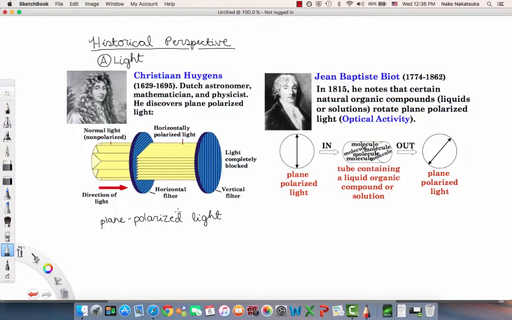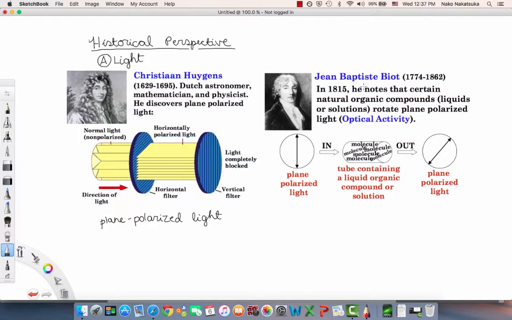So, as an example that I like to give, if you have Polaroid sunglasses, right? If you wear one pair on your face and hold another pair right in front of you, no light actually gets through and you see darkness. And that's because the polaroids are crossed, and basically it's blocking the plane polarized light from one with another. So this guy figured out plane polarized light, which is really important when we talk about stereoisomers.